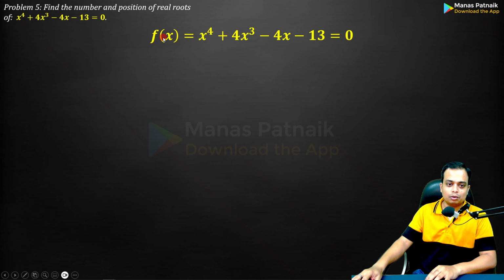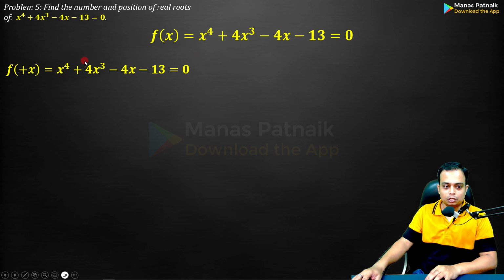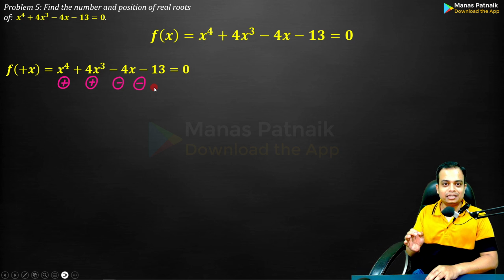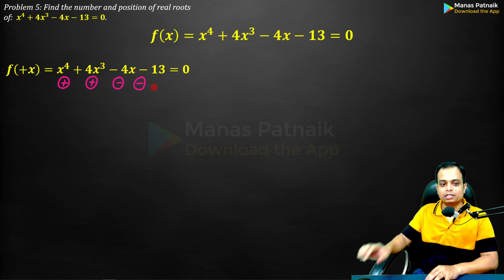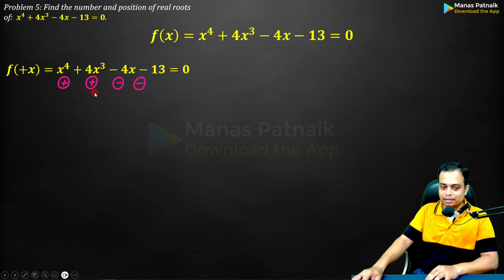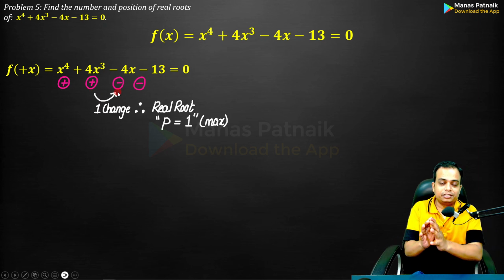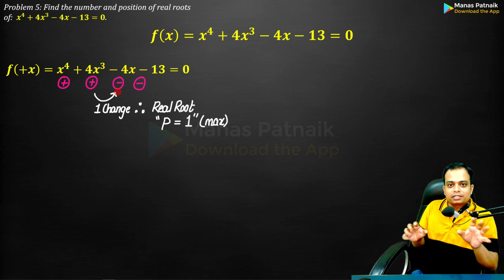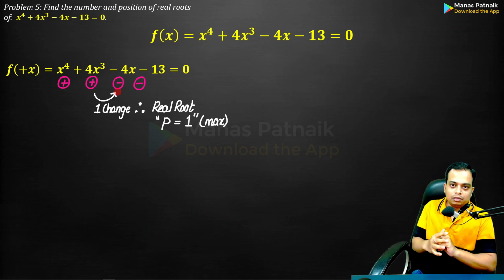We are going to do f of positive x, and when you do that, there are no changes in sign up here. Wonderful. So this is positive, positive, negative, and negative. Let me write all of them. Just count the changes in sign from positive to negative or from negative to positive. Sir, in that case, there would be only one change here, right at the middle, from positive to negative. And this essentially indicates that f of x cannot have more than one positive root.